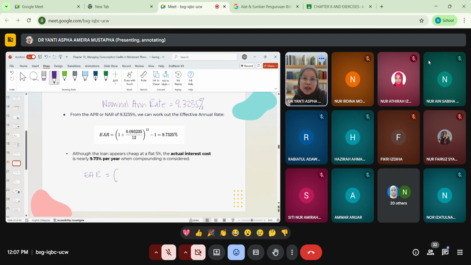So take 1 plus, this is the formula from earlier, which looks like you divide by N, but actually you only divide the interest. So 0.093235 divided by 12, raised to the 12th power, minus 1. If you calculate this, you get 9.73%.